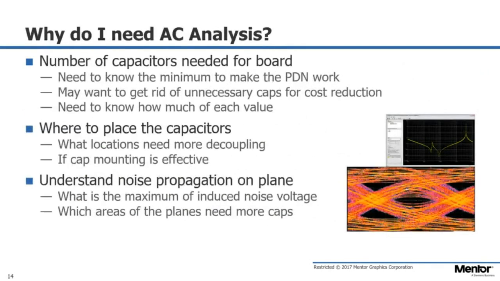Okay. A lot of engineers understand why we need to do PI analysis in the DC realm. It's quite easy to understand that if your 1.5 volt rail or voltage plane has too much DC drop or loss of voltage due to incorrect design, those components might not work well at those lower voltages. So why do I need AC analysis?